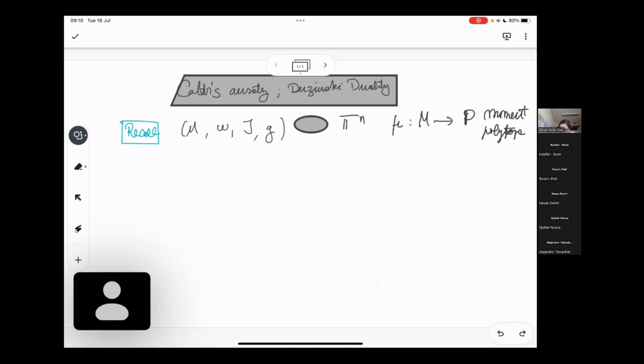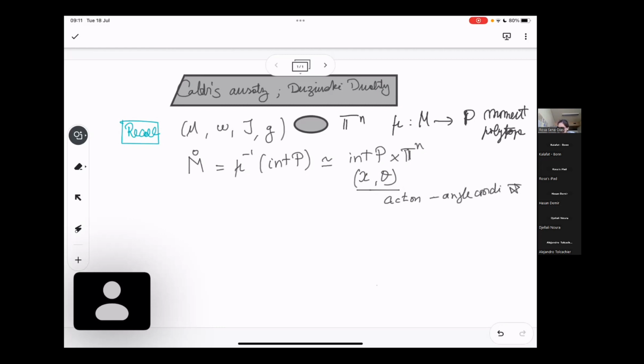And the upshot for me of this setting is that I get a very special set of coordinates on an open dense set of the manifold, which is the set where the action is free. And these coordinates come from the fact that precisely the action is free. So over that set, the manifold is just a product. And from this identification, I get action angle coordinates. So these are called action angle coordinates.